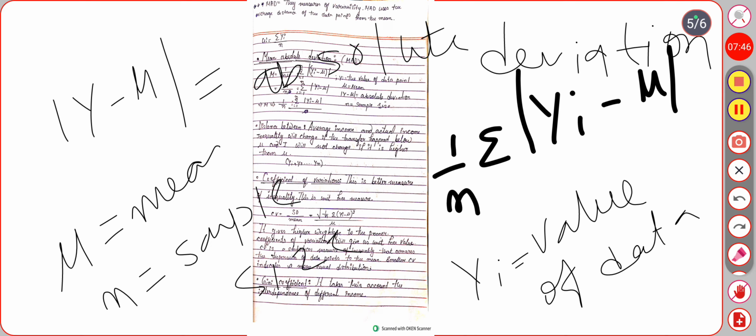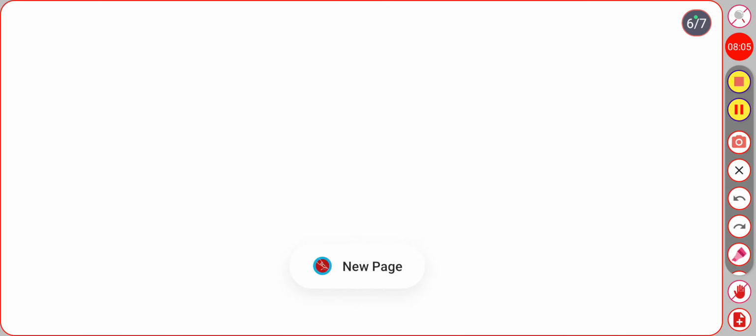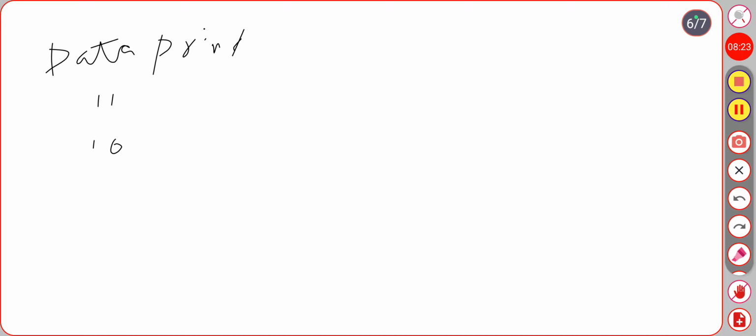So mean absolute deviation measures variability. Mean absolute deviation is the average distance of the data points from the mean. To elaborate in a better way on the meaning of mean absolute deviation, suppose we consider different data points like 11, 16, 19, 20 and 20.